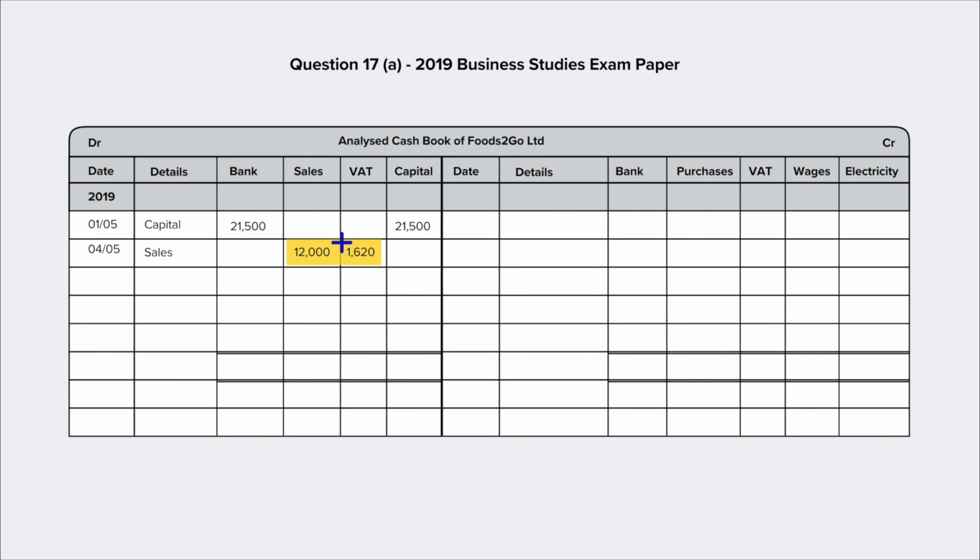We're adding these up because this is the final price the customer would have paid us for the goods. So this is the amount that we must put into their bank column. This adds up to 13,620, which again goes into the bank column.